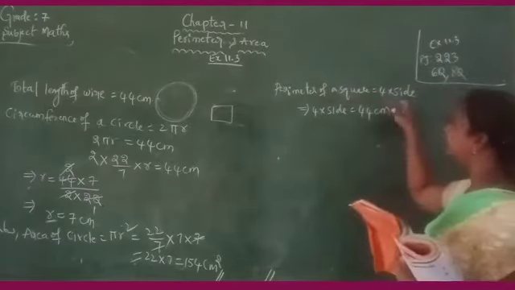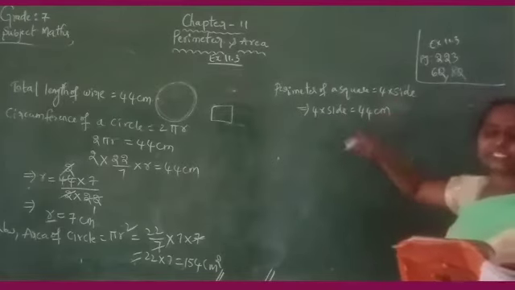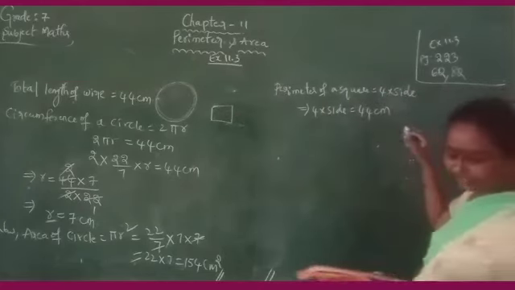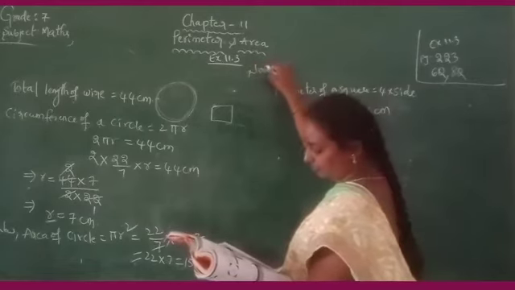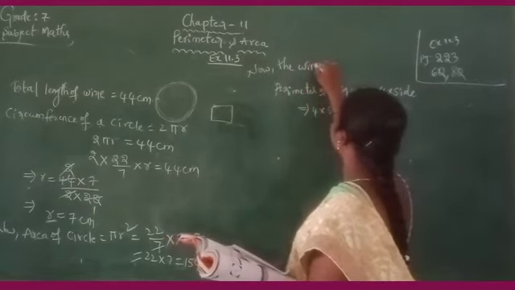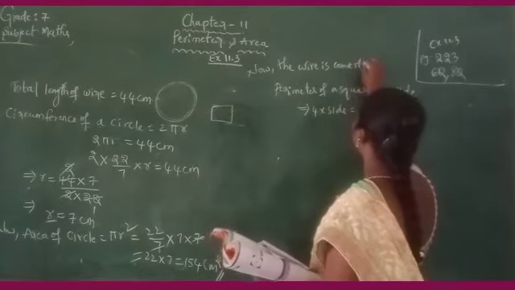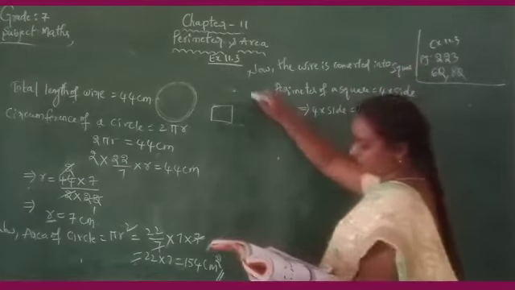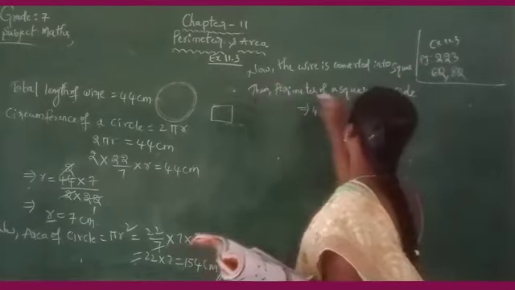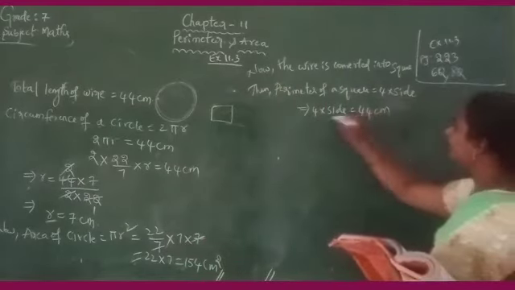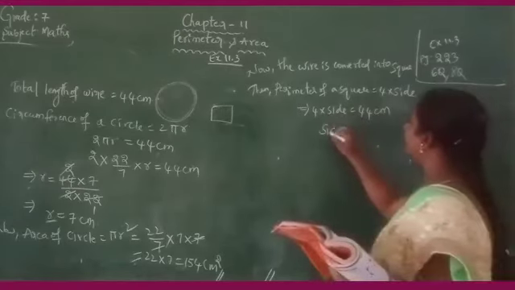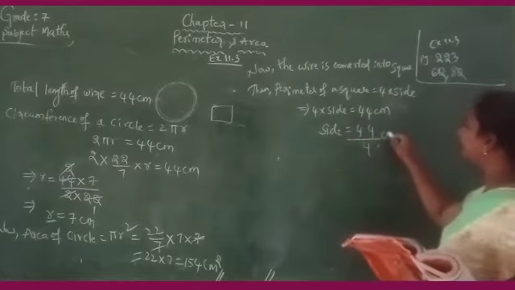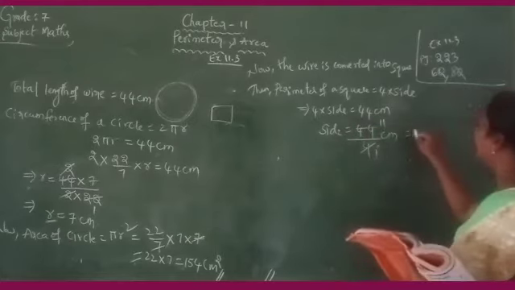So why have I taken the square here? Perimeter of square, because she has converted the same length of wire into the shape of a square. Okay, now I am writing that. You can write: the wire is converted into a square. Then the perimeter of a square is 4 into side. 4 into side is equal to 44. Now we have to find the side, that is transpose: 44 by 4 centimeters. It is equal to 11 centimeters.